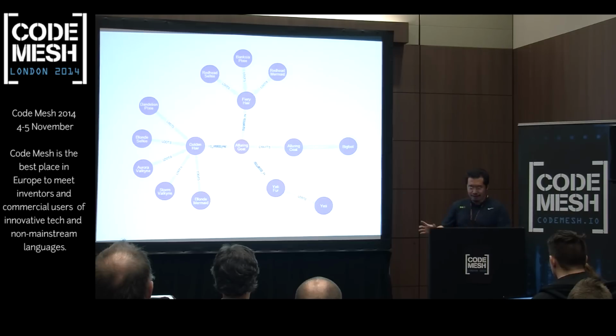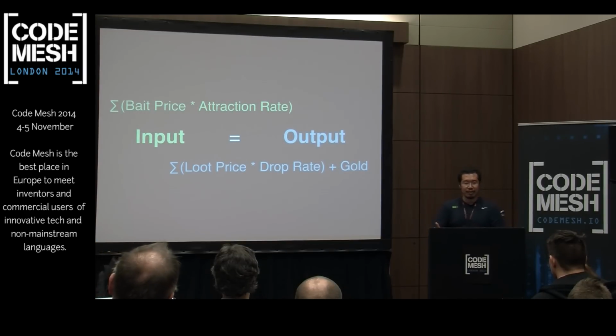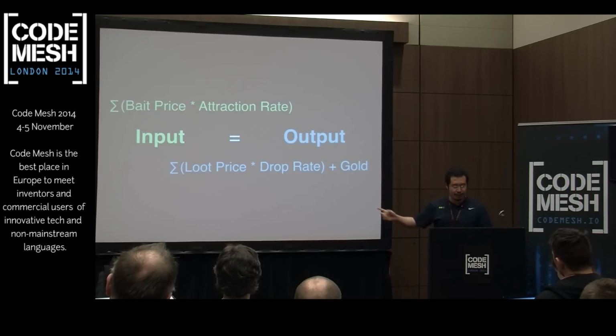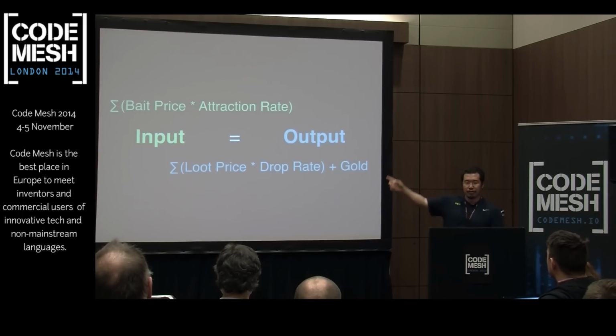And if you think about it from a high level, trapping as an action has a very simple equation where on the left-hand side, you have the price of the bait, taking into account the effectiveness of those baits. On the right-hand side, you have the price of the loot as well as their drop rate, but also the amount of gold that you get for successfully catching a monster. Actually, what we're missing here is the probability of catch rate. So the amount of gold that we reward is now derived from the price of the various components and their likelihood of happening.